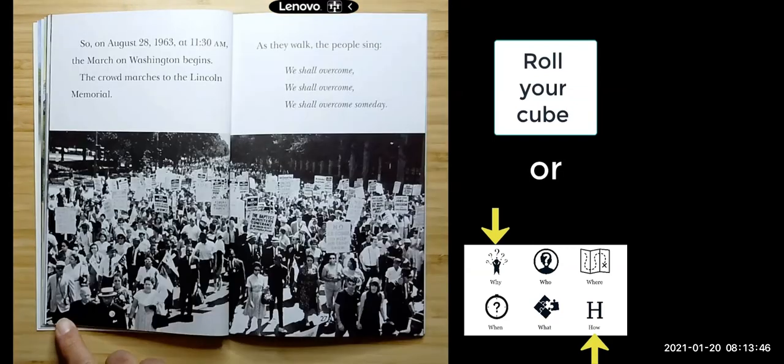So, on August 28th, 1963, at 11:30 a.m., the March on Washington begins. The crowd marches to the Lincoln Memorial. As they walk, the people sing, "We shall overcome. We shall overcome. We shall overcome someday."